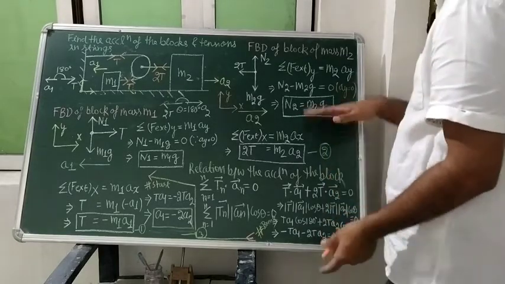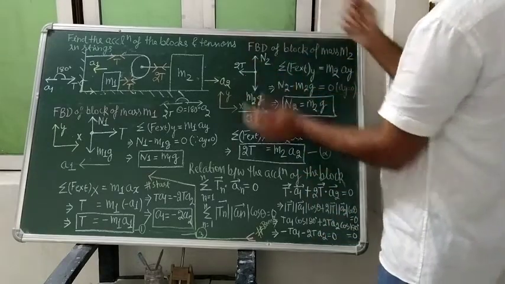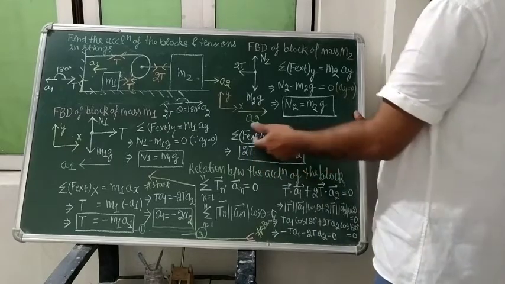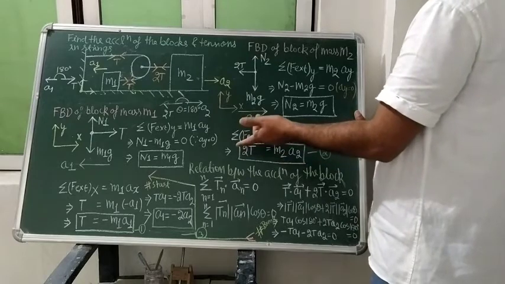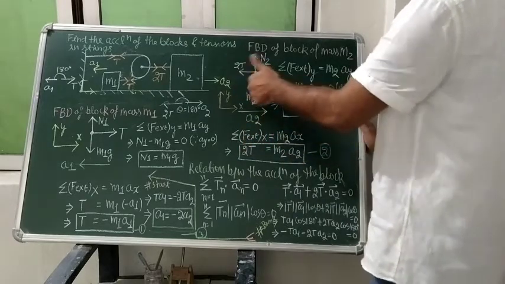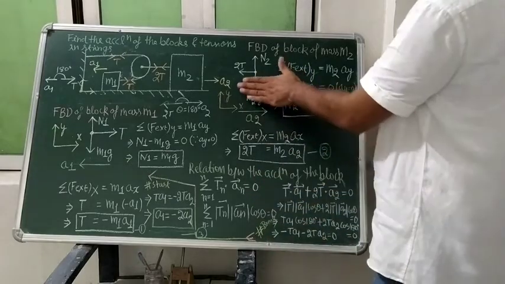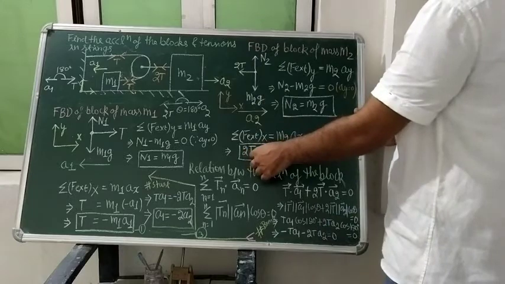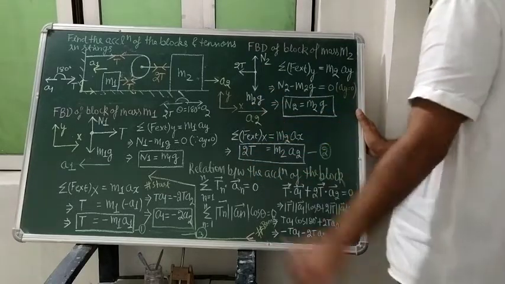In the same way, when you apply Newton's second law in the x direction, this 2T will give you M2 times A2. The external force in the x direction should be equal to what? Mass times the acceleration in the x direction. So what is the external force in the x direction, student? Only 2T. So this 2T will equal mass times the acceleration in the x direction, that is A2.